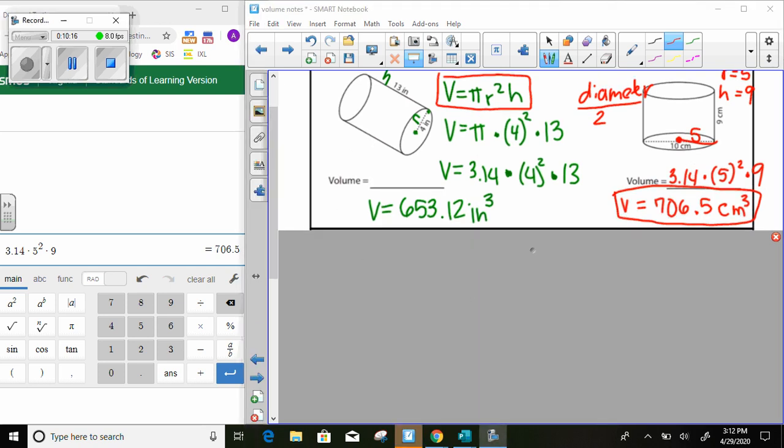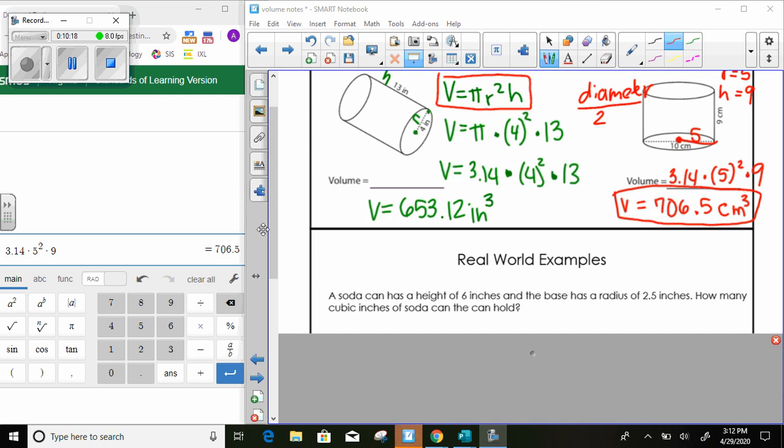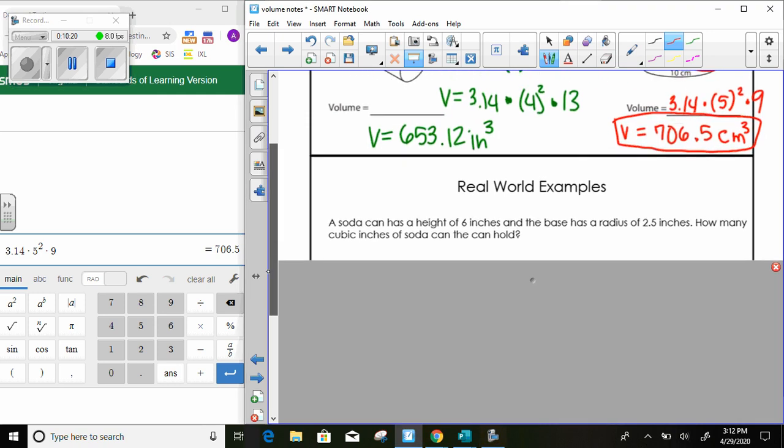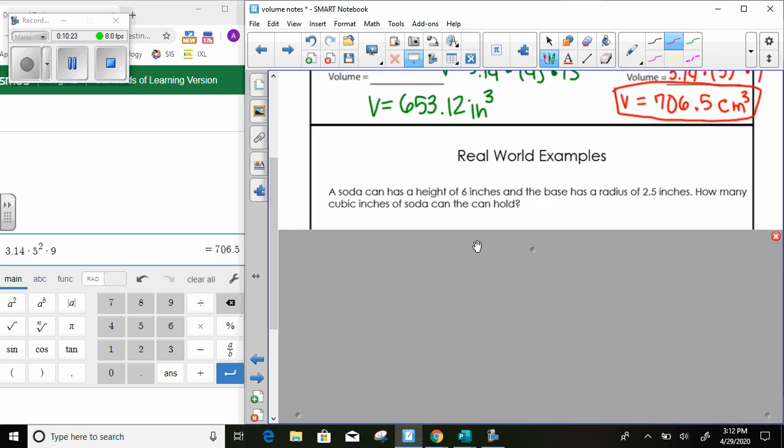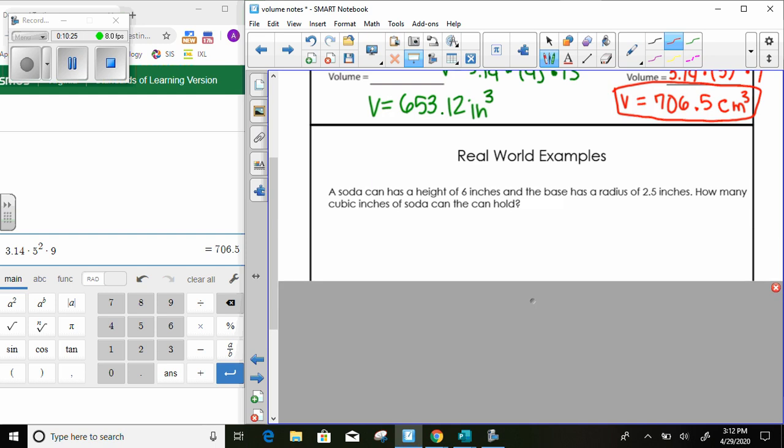Now the next part we're going to be talking about is real-world examples for solving for volume of a rectangular prism and volume of a cylinder. So the first problem that we have here is a soda can has a height of 6 inches and the base of the radius is 2.5 inches. How many cubic inches of a soda can the can hold?